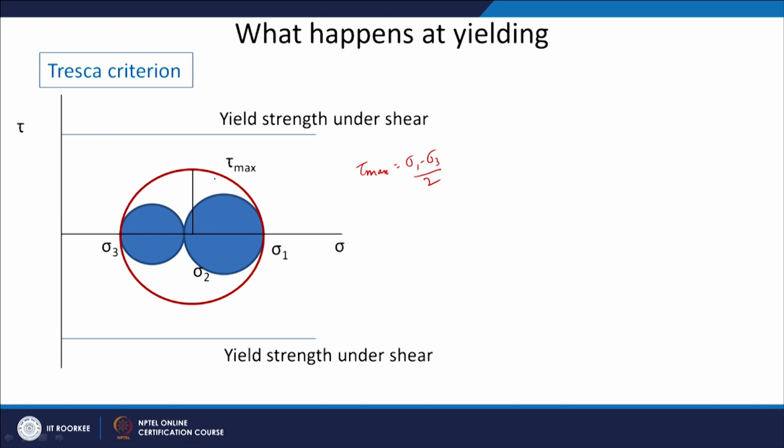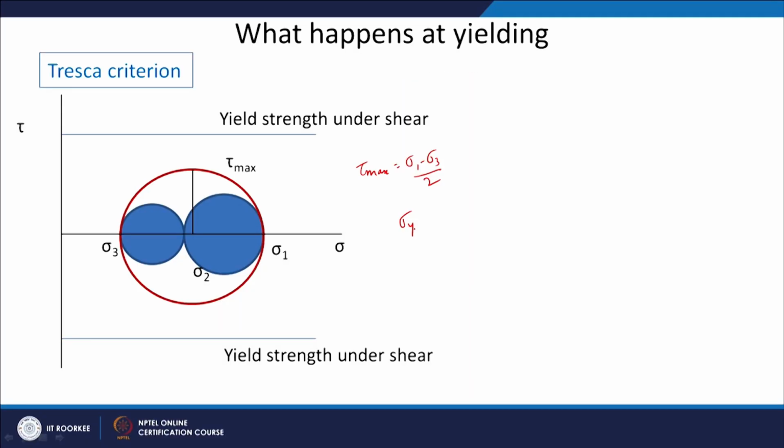That is the radius of this circle, where sigma 1 minus sigma 3 is the diameter of this circle. So, when the maximum shear stress in the system reaches the yield strength of the material under shear, then yielding will take place. The yield strength we have seen till now under tensile mode, we call it sigma y, and this yield stress is under shear. So, if you apply a shear stress on the material, then also yielding will take place.